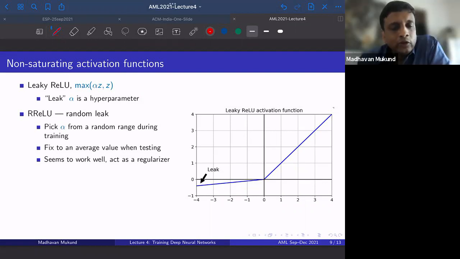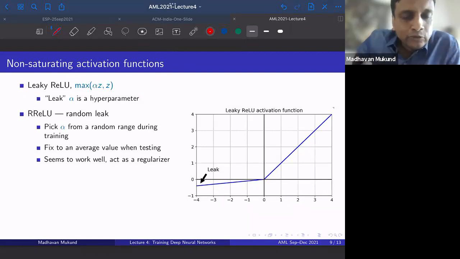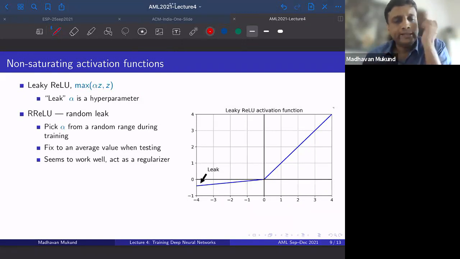And then when you're actually running your network, you have to choose a value to use. So you can take the average of all the values that you used when you were training the network. So you pick alpha from a random range during training, and you use an average of these when actually using the network for testing it on your test data to see how well it's doing. And this seems to work well, okay?